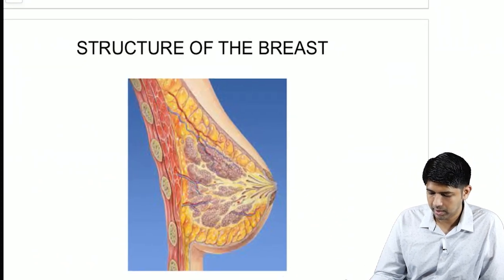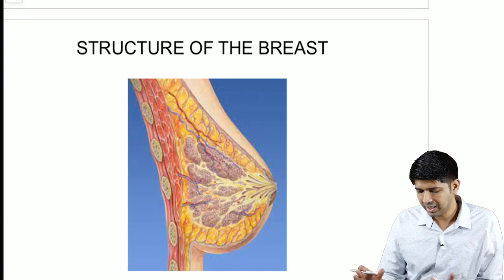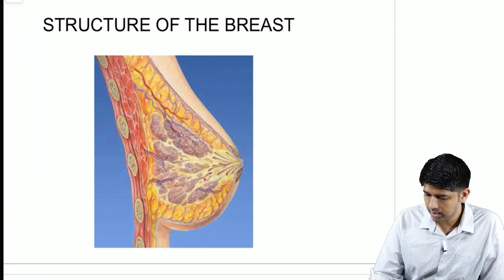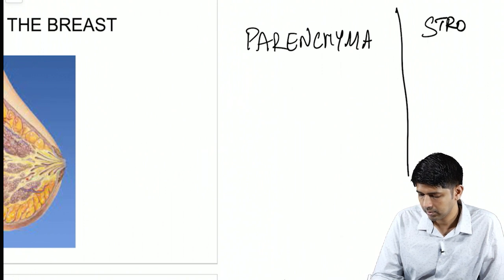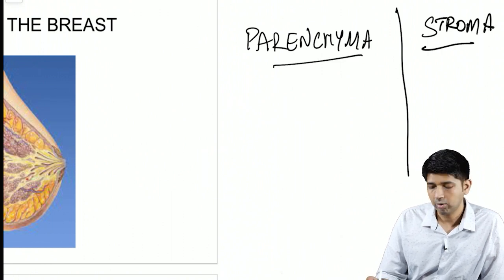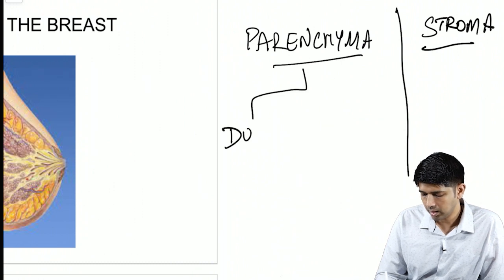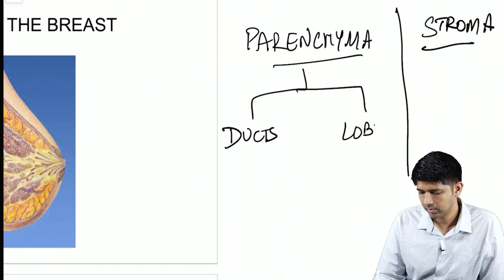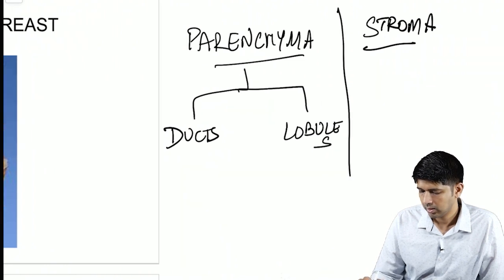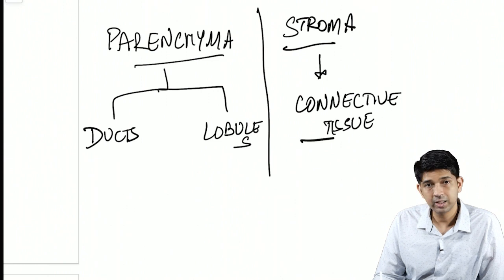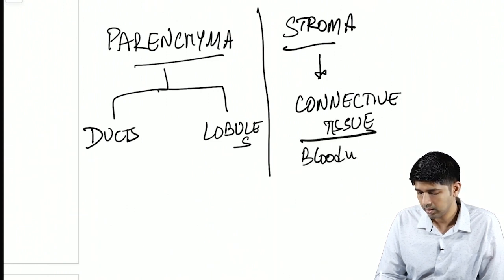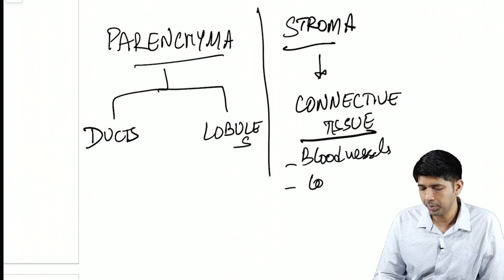Now, coming to structure of the breast. Now, the breast is basically composed of two important elements. One is the parenchyma, and second is the stroma. Okay. Now, the parenchyma basically consists of ducts and lobules, and the stroma is basically the connective tissue. Now, in connective tissue, it's basically made up of blood vessels and the Cooper's ligament.